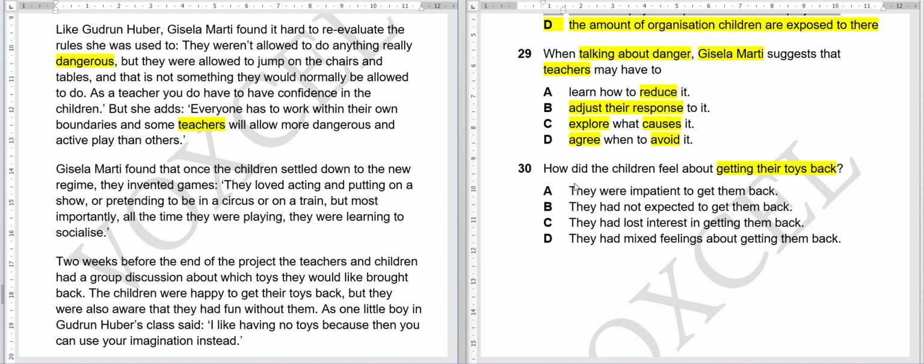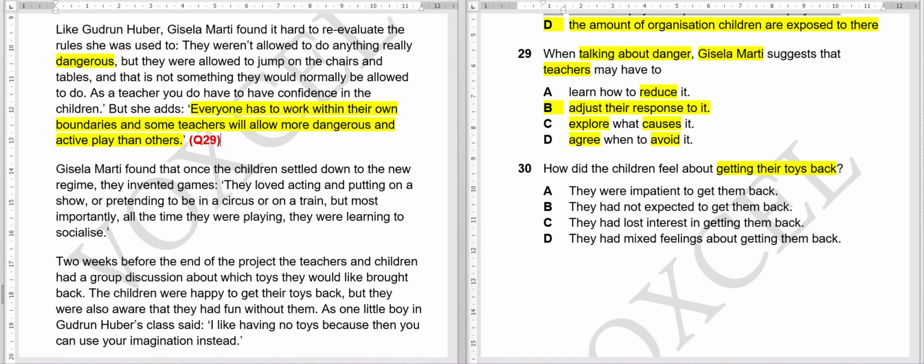Okay, time's up. So I'm going to mark the answer first. Which answer have you marked? A, B, C, or D? Yes. Our answer is option B, adjust their response to it. So here, some teachers allow more dangerous plays than others. So you have to adjust your response to it. Everyone works within their own boundaries, and they have to adjust their response to it.